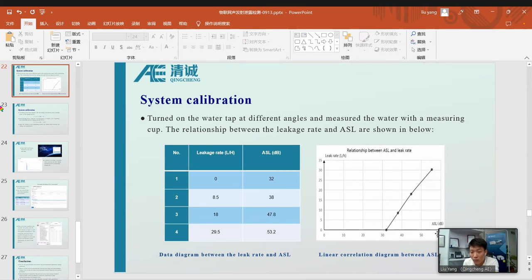But is it true only for the experimental setup that you did, or is it true for all liquids? It's just for this experiment, because every experiment is different, so every formula is different. So every time we use this monitoring equipment, we need to do the calibration work before using.